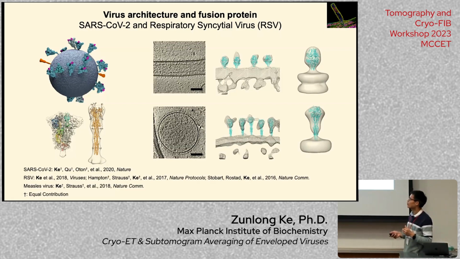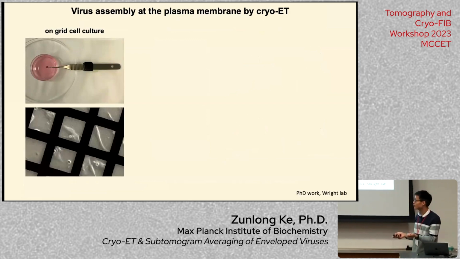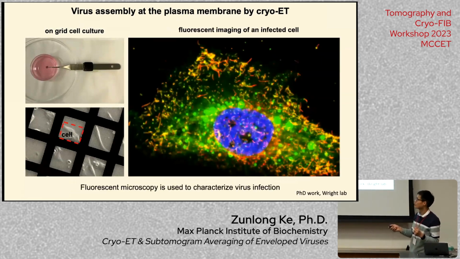So one of the questions we were trying to ask is, what is this morphology of this virus, and also what are the conformations of the fusion glycoprotein on the surface? We do cell culture on the grid, and then we do infection, and you can see this is a cell here. We also do correlative microscopy at the time to figure out which cell is infected, which cell is not infected. You can see the viral filaments coming out of the plasma membrane. And then we do data collection.